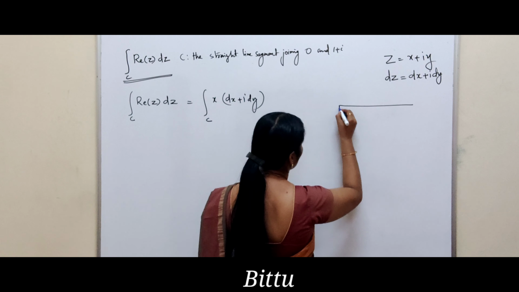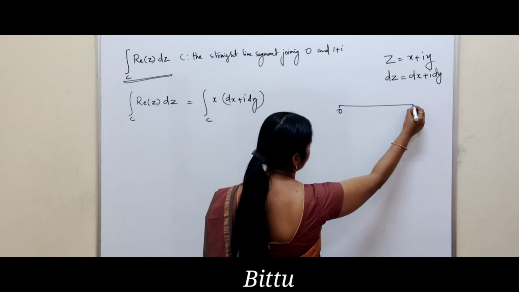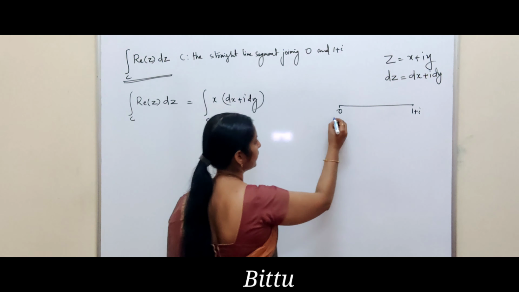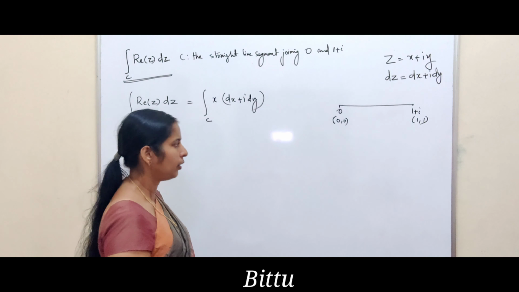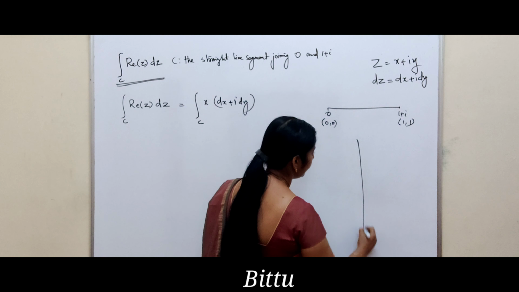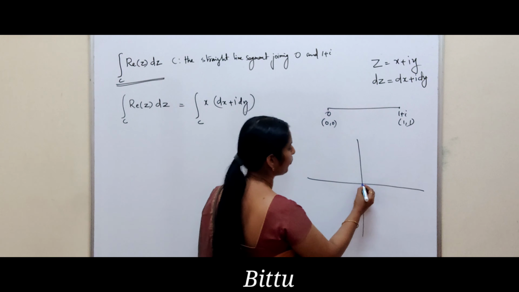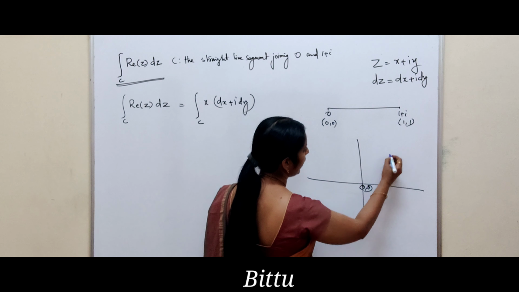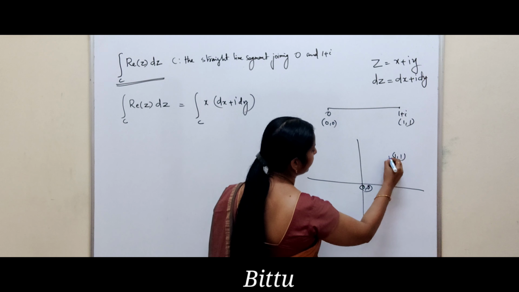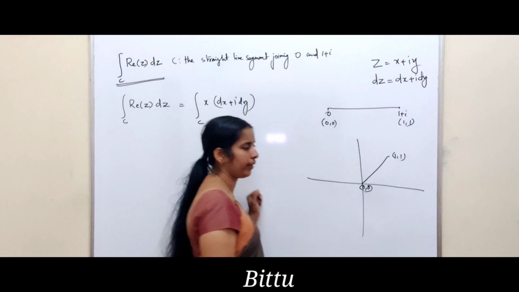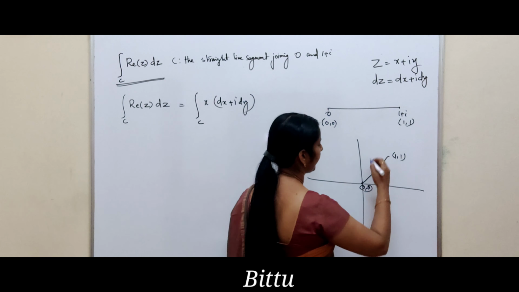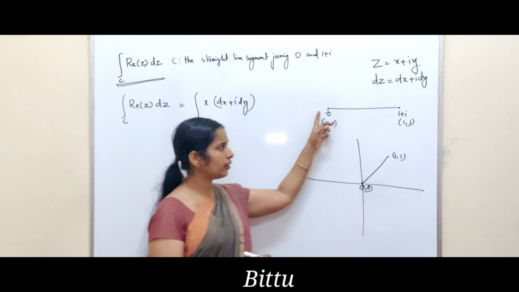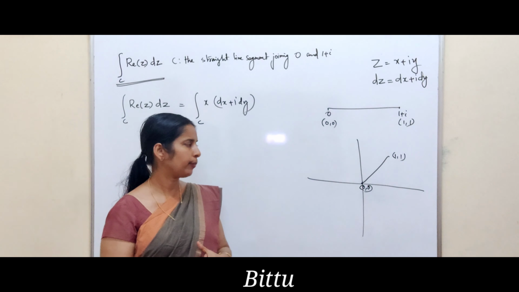See, you consider a straight line segment joining the points 0 and 1 plus i. What is 0? 0 is the ordered pair (0, 0). And 1 plus i is the ordered pair (1, 1). Really, in the complex plane, this is a straight line joining the points 0, which is our origin (0, 0), and 1 plus i, which is (1, 1). See, in the z plane, this is our straight line. You have to integrate this function along this straight line. It's not necessary to draw the exact straight line. You just draw a straight line with endpoints 0 and 1 plus i.